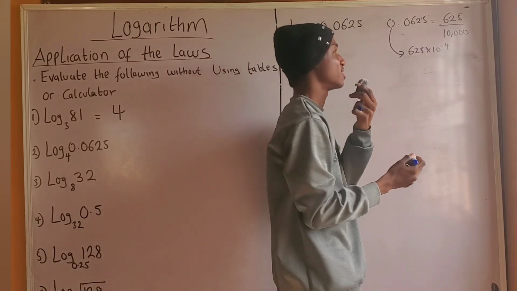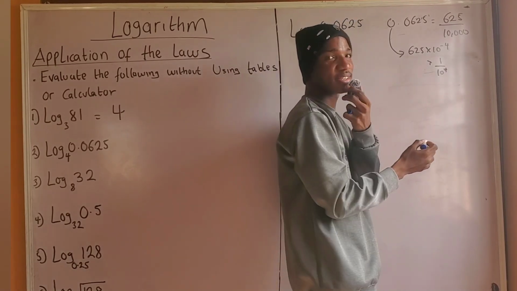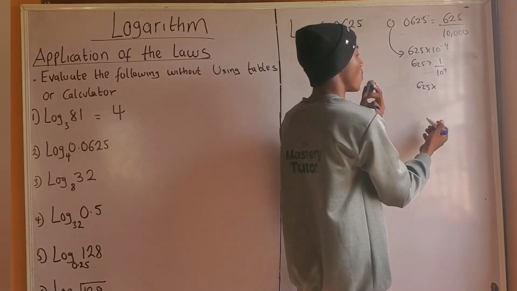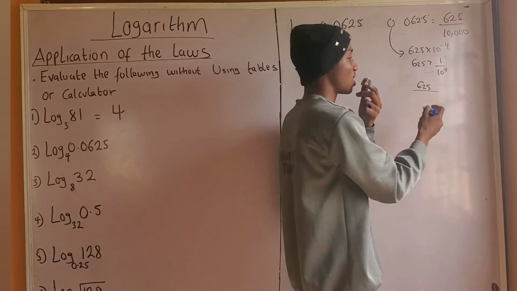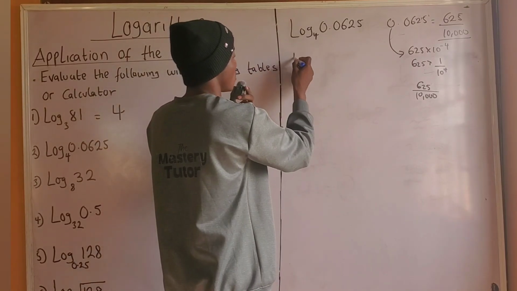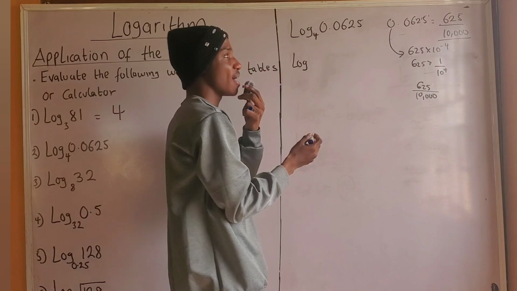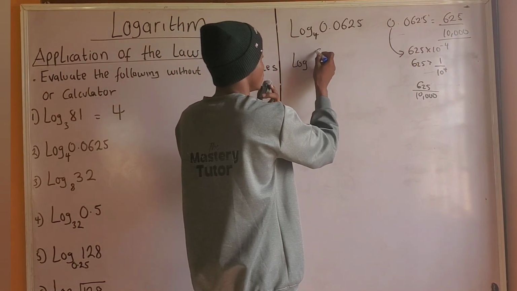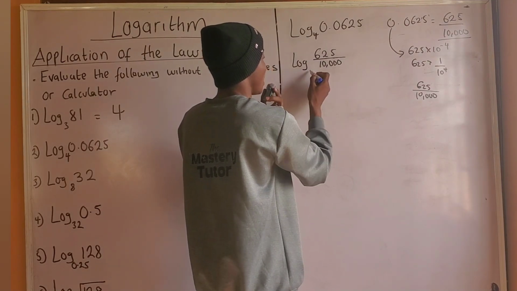And according to the law of indices, if you have 10 to the power of negative 4, it can be written as 1 over 10 raised to the power of 4, right? So I'm going to multiply 625 times 1 over 10 raised to the power 4. 625 times 1 is 625. 10 raised to the power of 4 is 10,000. So that's how I have this. So for this, I'm going to have log, instead of 0.0625, I'm going to replace it with 625 all over 10,000, and the base is 4.